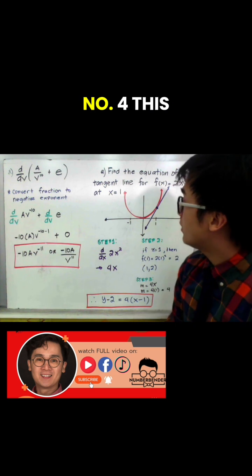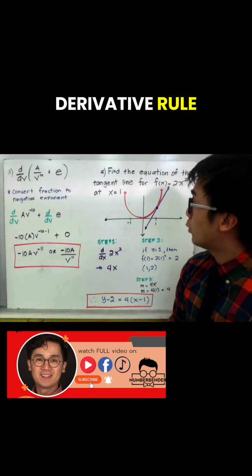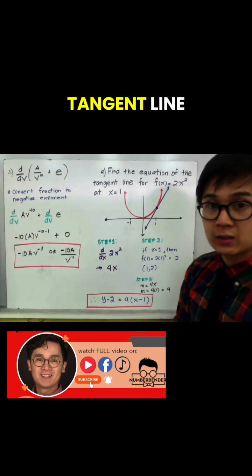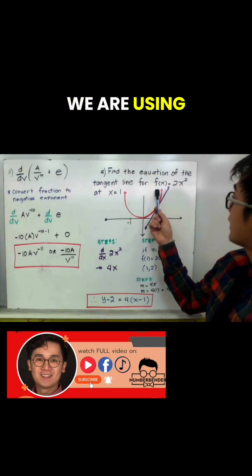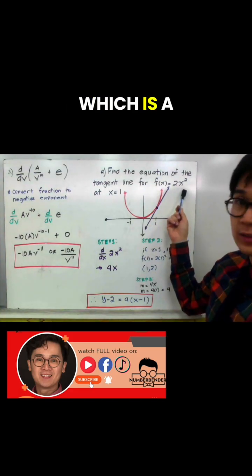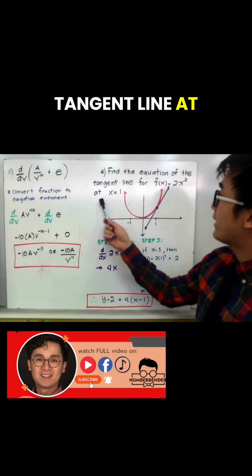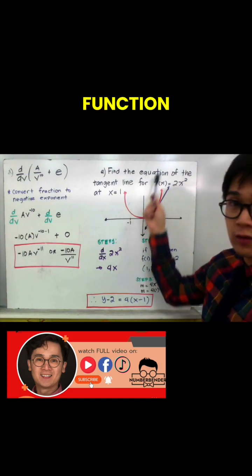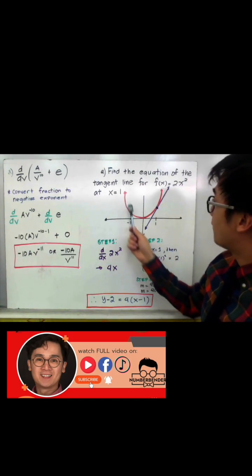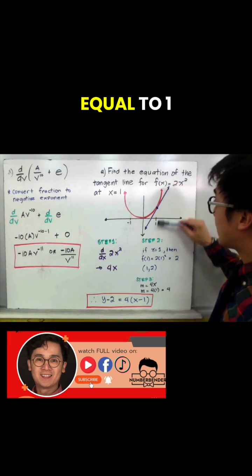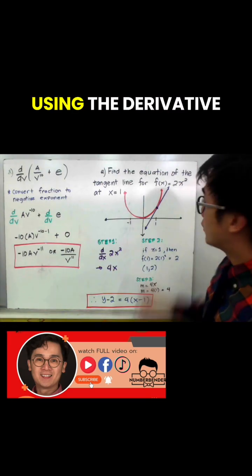Now for example number 4, this is an application of the derivative rule in finding the equation of a tangent line. In this particular question, the function that we are using is 2x squared, which is a quadratic equation, and we need to find the equation of the tangent line at x equal to 1 of this function. Now if we graph 2x squared, which is a parabola, the tangent line at x equal to 1, given by this line right here, can be found using the derivative.